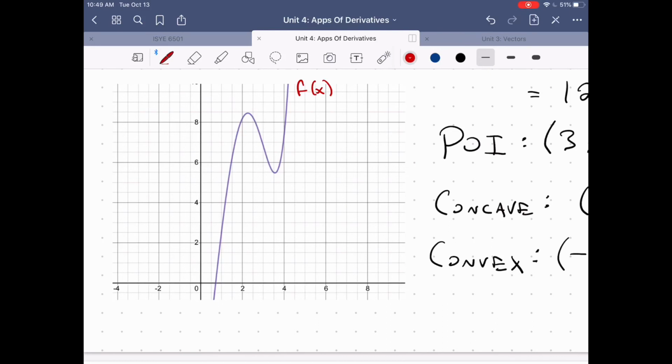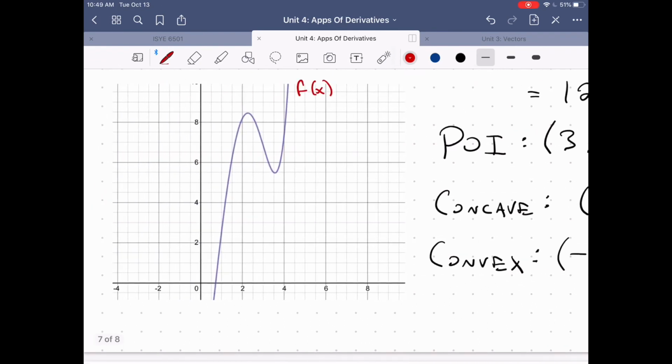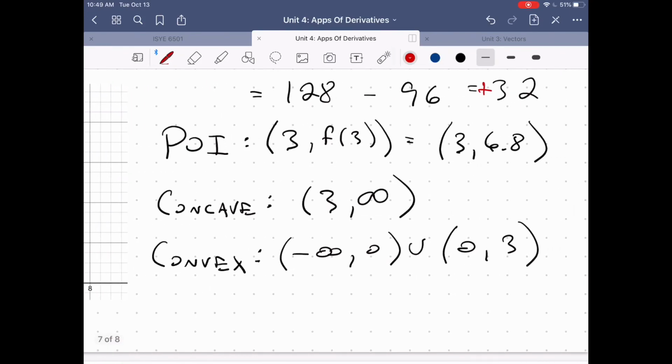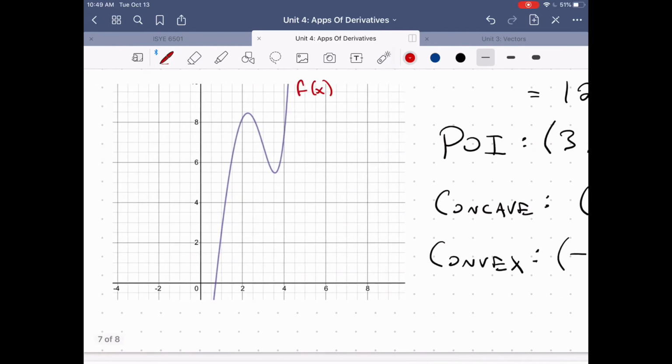Let's look to see if these exact points that we found analytically align with what it looks like the graph is doing. So first, let's look at concave. We found that this was concave from 3 to infinity, and if we inspect the graph, that does look to be true. So the x value of 3 is right here. So if we look up from there to the right of 3, it is concave. So it's curving upwards in that space.